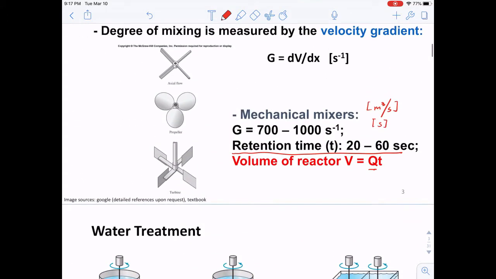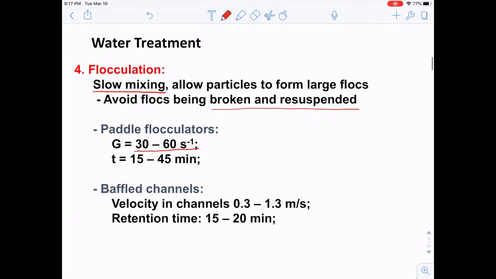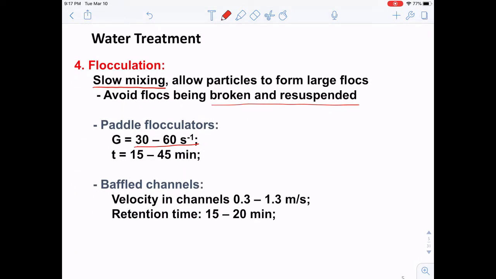If you compare, the velocity gradient for the rapid mixing is 700 to 1000 per second, right? Well, for the flocculators, they will use a relatively smaller velocity gradient. And at the same time, we're going to use a longer residence time, because with the slower mixing, the particles are going to take a longer time to form larger particles, and they're also going to take a longer time to settle down. So that's why we're going to use a longer time for the processing of the water during flocculation.